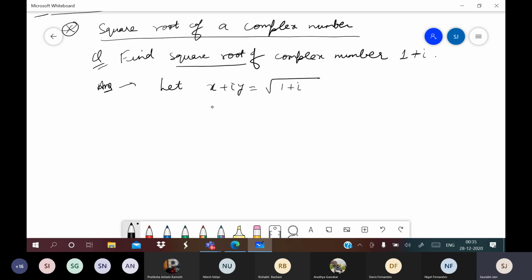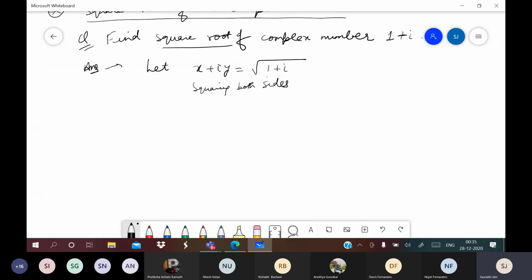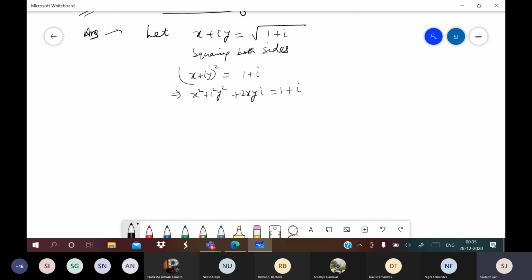With the help of this, you will be able to write the square root. So the next step is squaring both sides. When you square both sides, it will become x plus iota y whole square, and this equals 1 plus iota. Now you will expand this square. This is x square plus iota square y square plus 2xy iota, and 1 plus iota on the right hand side. Now iota square is minus 1. So this is x square minus y square plus 2xy iota equals 1 plus iota.